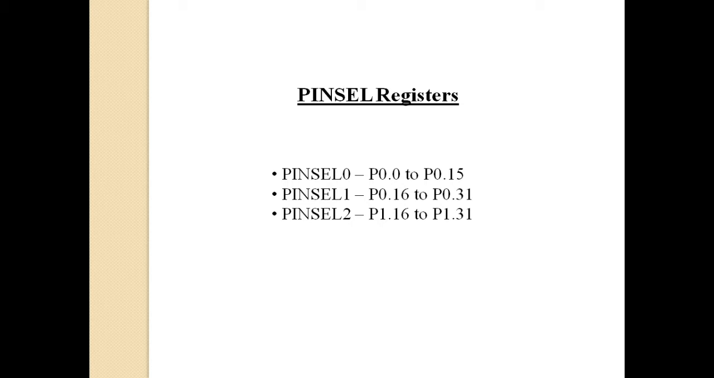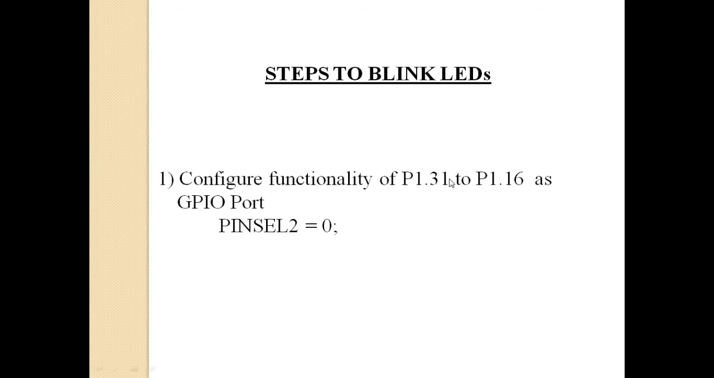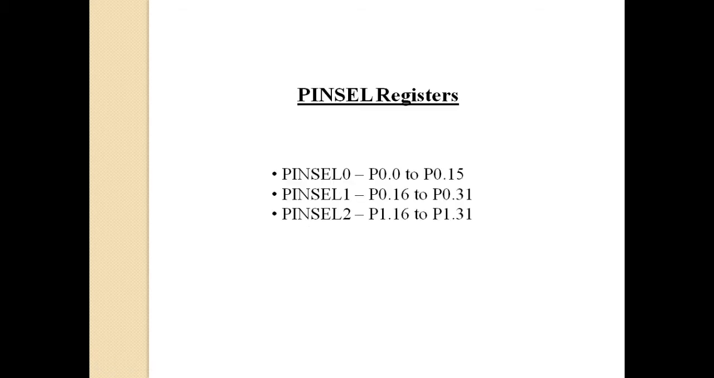First set of register is known as PINSEL register. These registers are used for configuring the functionality of each pin, because each pin is having more than one functionality. In my case, I need to configure the functionality of P1.16 to 31, that is port 1.16 to 31, as GPIO port, right? Not in any other functionality. So I told there are pin select registers used for configuring the functionality. And in this controller, there are three pin select registers: PINSEL0, PINSEL1, PINSEL2.